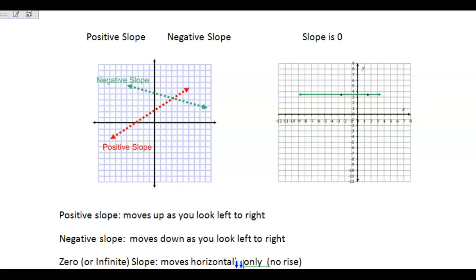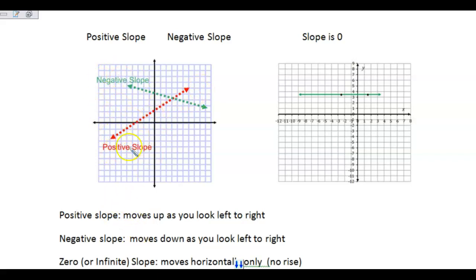There are other ways of looking at slope. If I want to know if it's positive or negative, 0 or undefined, all I have to do is look at how it's drawn. As we read, we naturally look left to right, going across the page. We're going to use that motion along with the line to determine if it's a positive, negative, 0, or undefined slope.